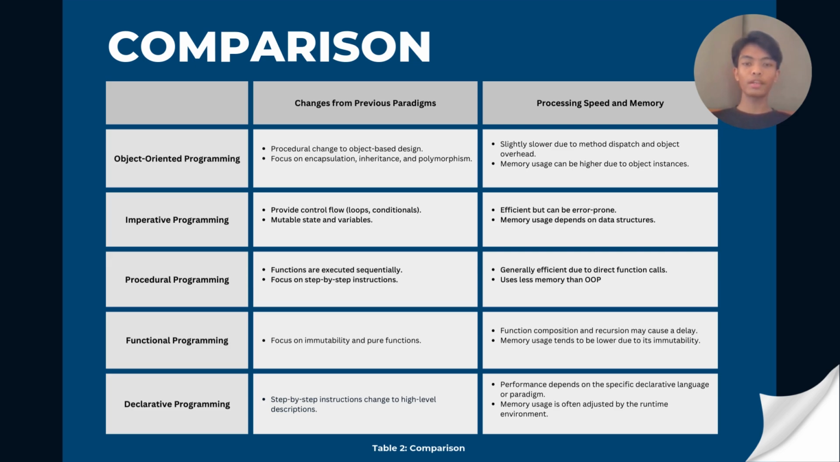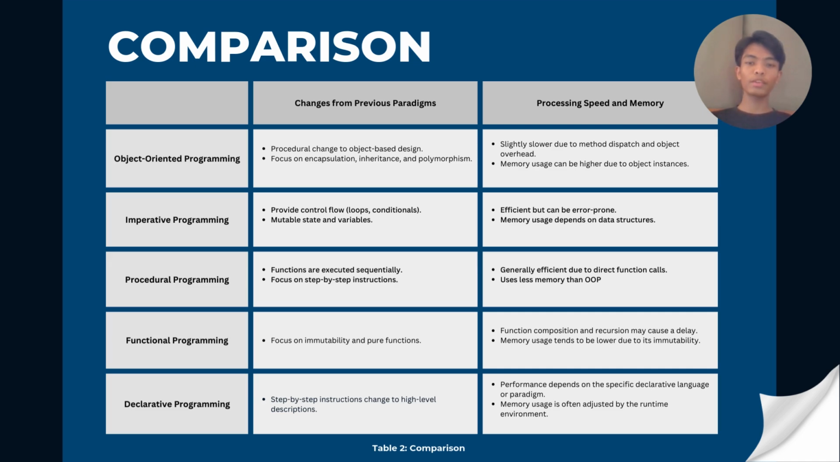Imperative programming, on the other hand, introduces control flow mechanisms such as loops and conditionals, which focus on mutable state and variables. It is generally efficient, though prone to errors, and memory usage depends heavily on the data structures employed. Procedural programming involves executing functions sequentially and emphasizes step-by-step instructions, resulting in efficient performance with lower memory usage compared to OOP due to direct function calls.